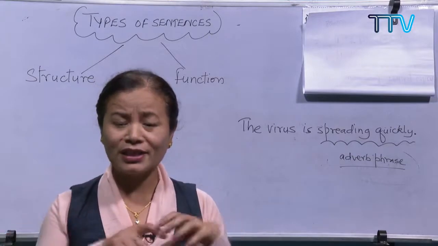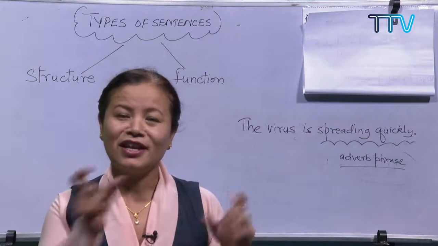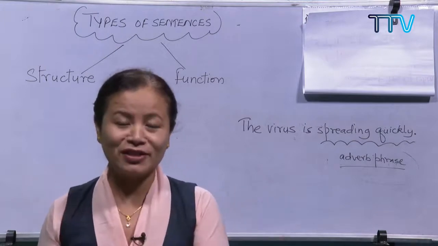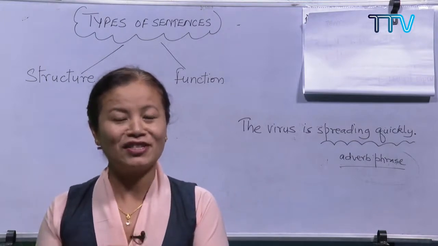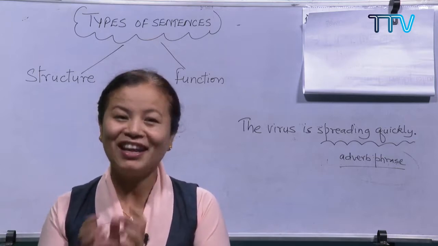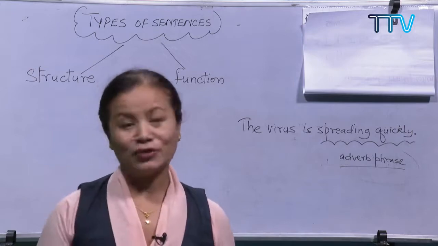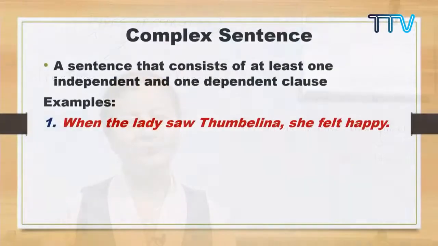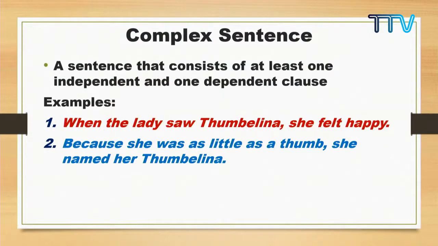So the sentence here is a complex sentence. You can see there's a dependent clause and an independent clause, and the independent clause in itself is a sentence. Which type of sentence? Right, simple sentence. Okay, so let's look at another example. Because she was as little as a thumb, she named her Thumbelina. She means the lady, okay?